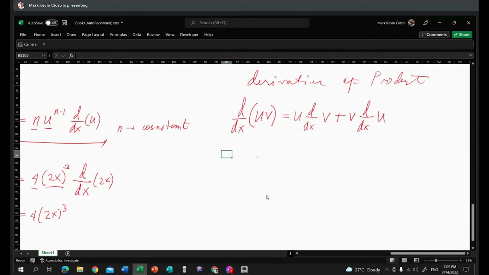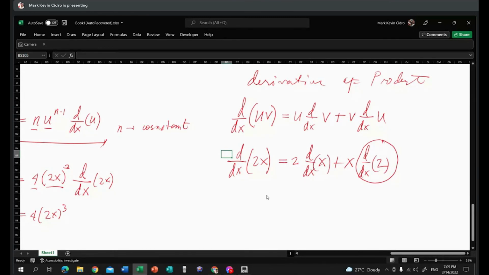Derivative of 2x. You have here the 2x. Derivative of 2x. Alright, derivative of 2x. First factor, 2. Derivative of the second factor, x. Plus that. Second factor, derivative of the first factor, 2. Right? Now, if you have a derivative of a constant, right?